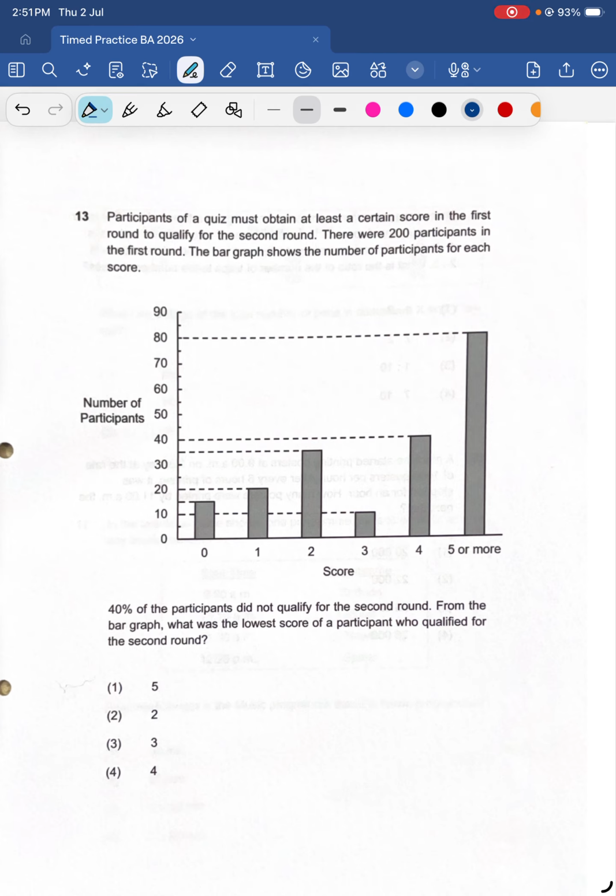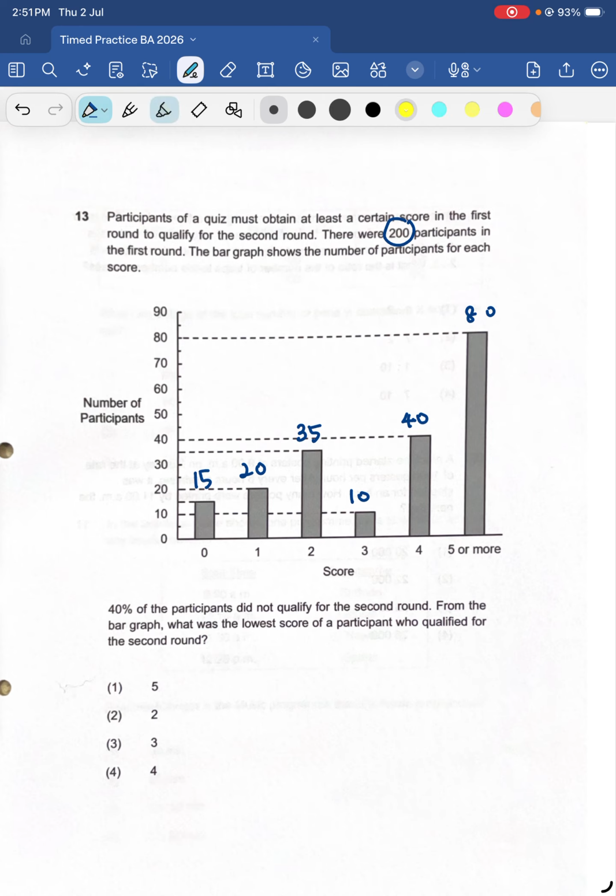Participants of a quiz must obtain at least a certain score in the first round in order to qualify for the second round. There were 200 participants in the first round, and the bar graph shows the number of participants of each score. So I am going to write down on top the score so that you are clear. The number of participants that score 0, score 1, score 2, score 4 and 5 or more.